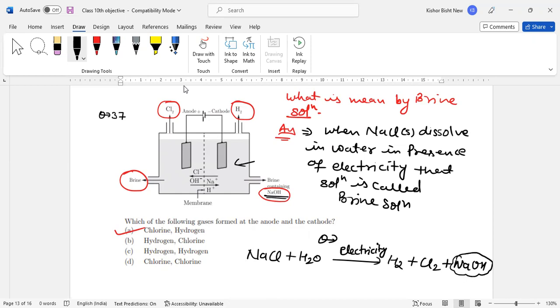Also they can ask, after the electrolysis of NaCl, what products are formed? So one is hydrogen gas, another is chlorine gas, and the third one is a strong base. They can ask which type of solution will form. So you can say the basic solution. Now come to the next question.